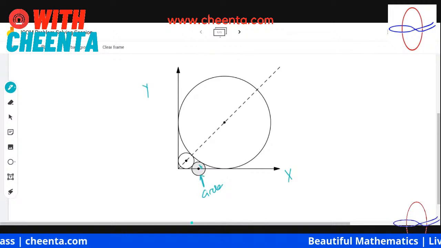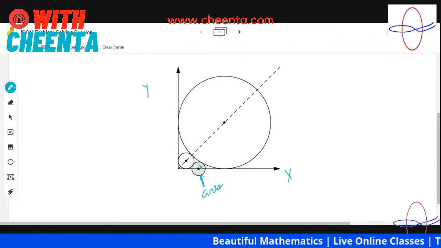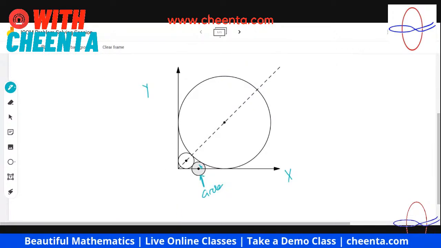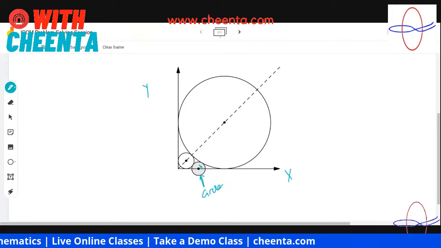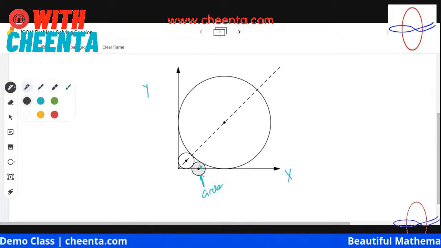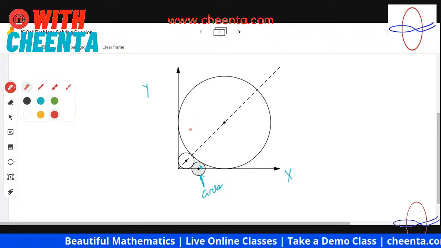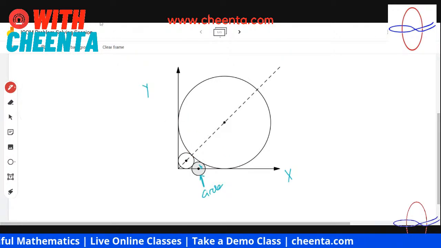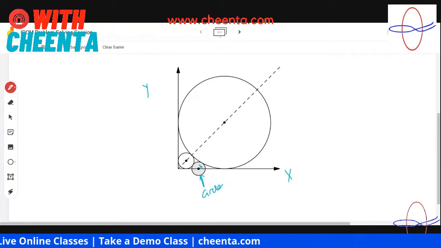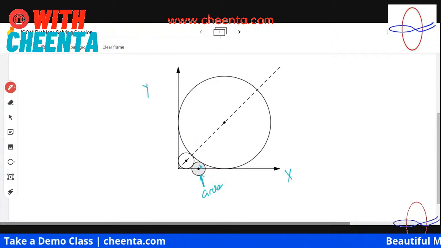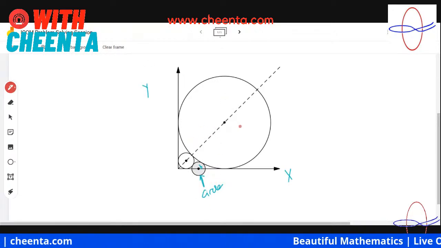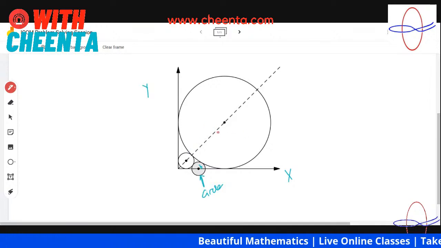So what will you do first? Give me ideas, guys. What's your first approach step over here? How will you approach it? You have the circle at (3, 0), and you have the x and y axes, so you're bringing a tangent to this. How will you approach this problem? Give me the ideas.